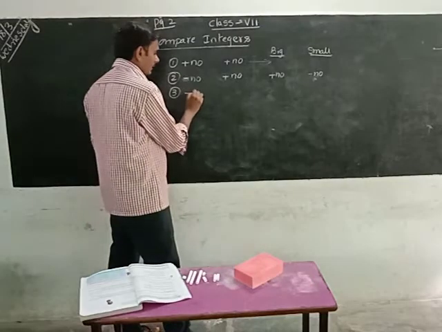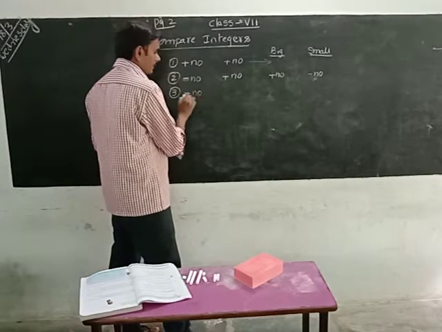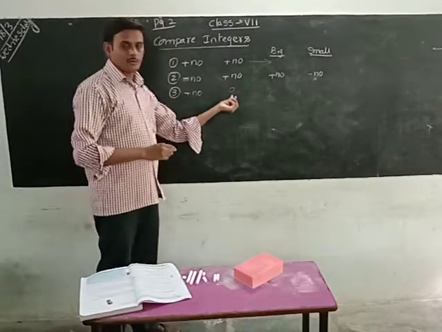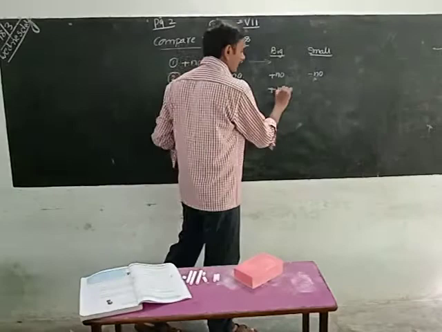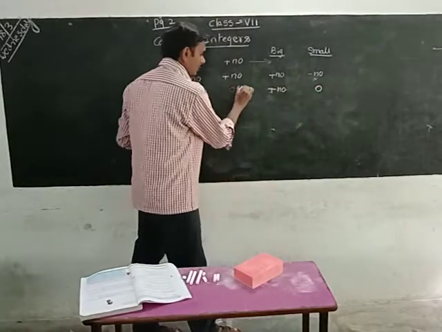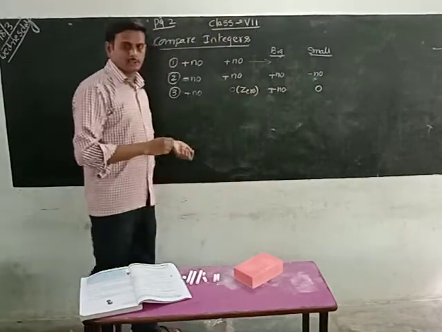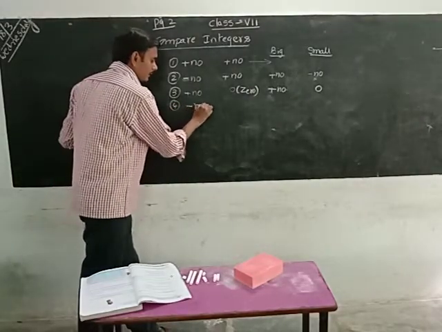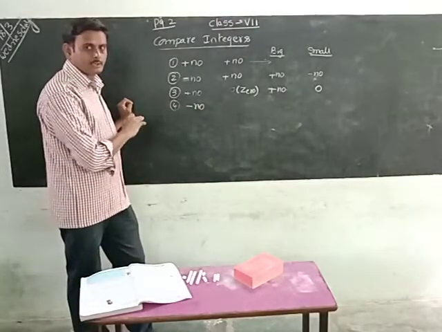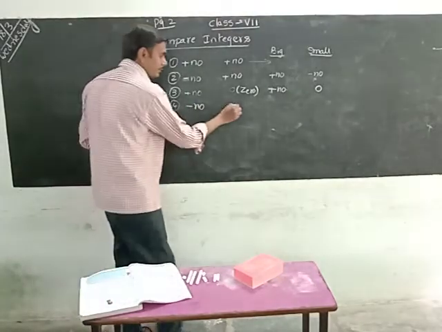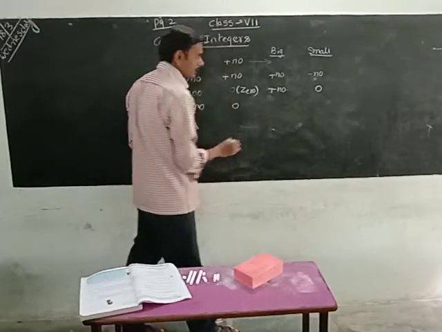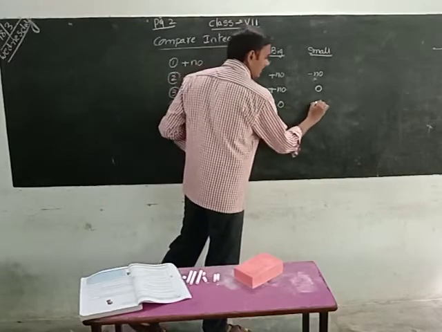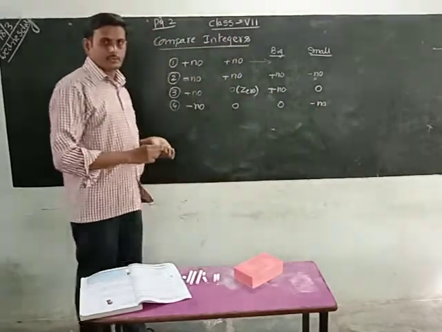Whenever you compare a positive number with 0, the positive number is bigger and 0 is smaller. This is 0, not O. Next one, fourth comparison. Whenever you compare a negative integer with 0, which is bigger? Here 0 is bigger, and the negative integer is smaller.